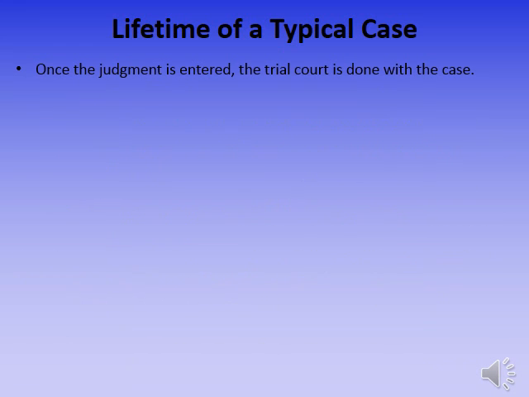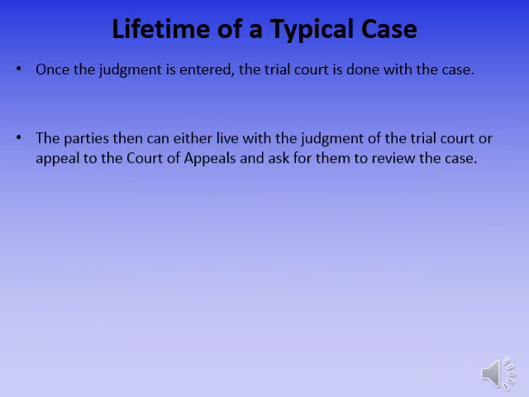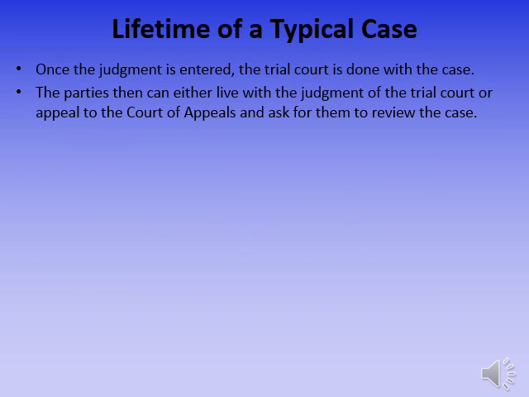Once a trial court judge enters the judgment, the trial court's done with the case. And so after the judgment is entered and we've decided either one party won or the other party won, then the parties can either live with that judgment of the trial court, or if one of them is unhappy, they can appeal to the Court of Appeals.